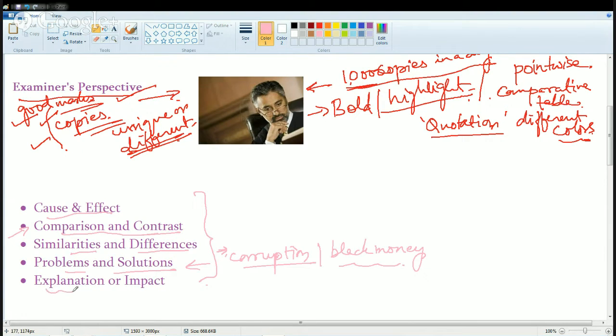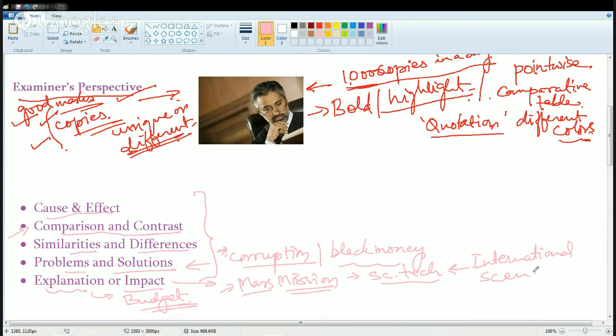Then you can mention your essay in a way where you are trying to explain something or provide the impact of something. For example, an analysis of the budget is a kind of explanatory essay where you are trying to provide the impact of something. For example, a Mars mission. You are trying to provide the impact on Indian science and how India will gain its importance in the international scenario. Okay, so these are some of the kinds of essays that you are trying to focus on.